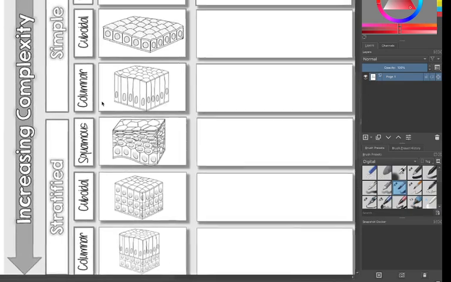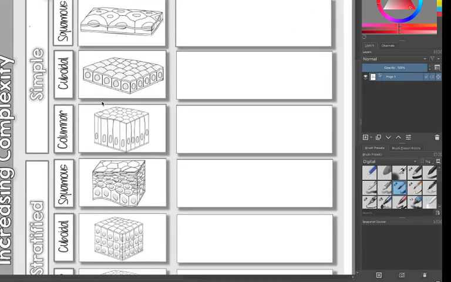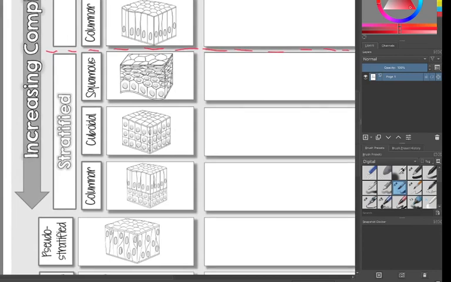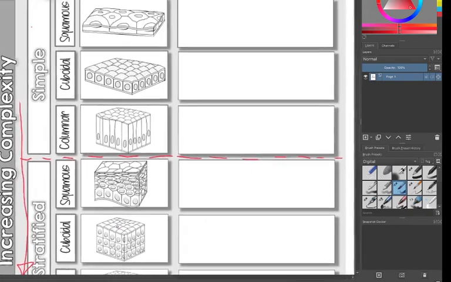Okay? And so the first thing that we're going to do on these notes is we are going to draw a little dashed line right here, okay? And what this dashed line represents is it lets us know that we're going from a simple type of tissue to a stratified type of tissue, okay? And so if we take a look at this, we can see just by looking at the pictures that as we go down, the complexity of these tissues increases. And so that means that as we are looking at these, they're going to become slightly more and more complex.